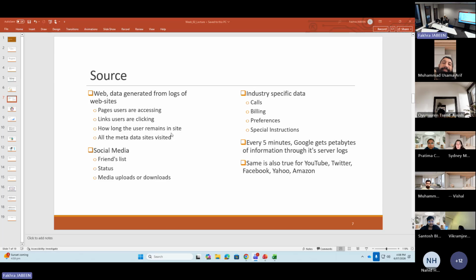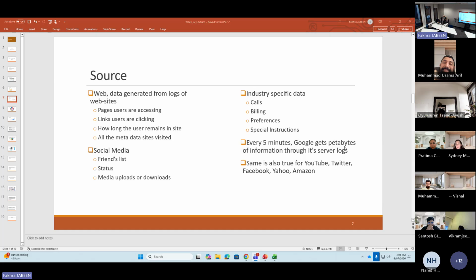How long does the user remain on a site? How many minutes do you spend on a site? Is this structured data or unstructured? Since it is quantifiable, it is structured. Okay, so the friends list is structured. Status, you can say yes. Media uploads or downloads, we don't know. This could be unstructured. Okay, calls, billing preferences, special instructions.